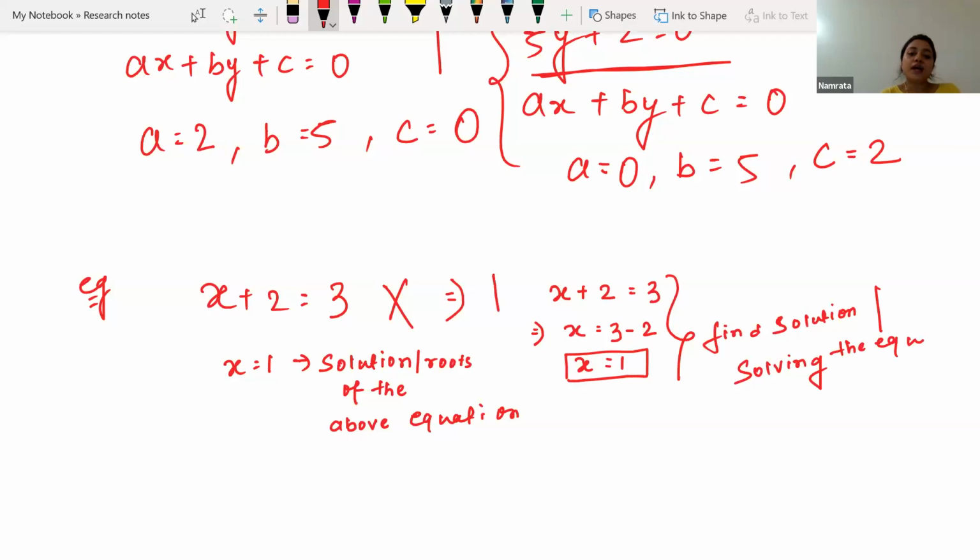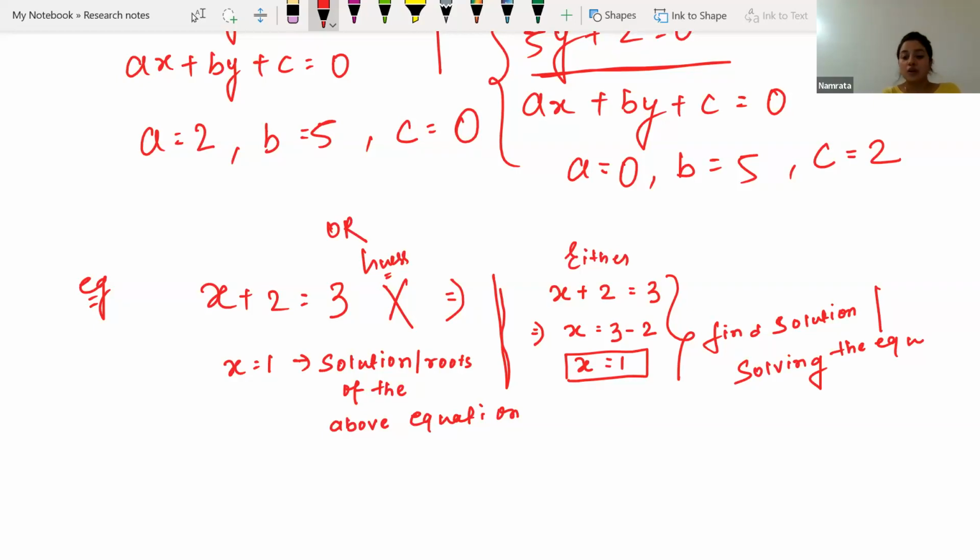And this is the method I am telling you, just by guessing. Here also we are saying x equals 1 is the only number which will satisfy this equation. There is no other number which will satisfy the equation. That's why x equals 1 is called the solution of this equation. So either this process or this process, we are doing the same thing.